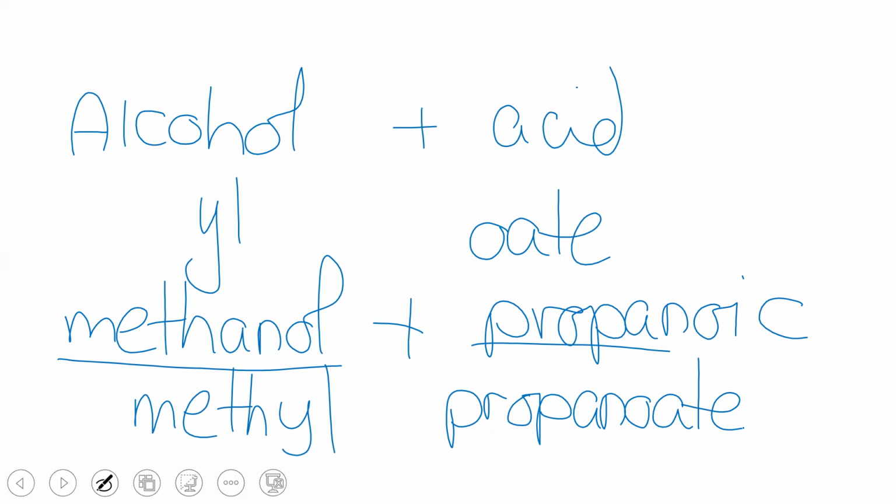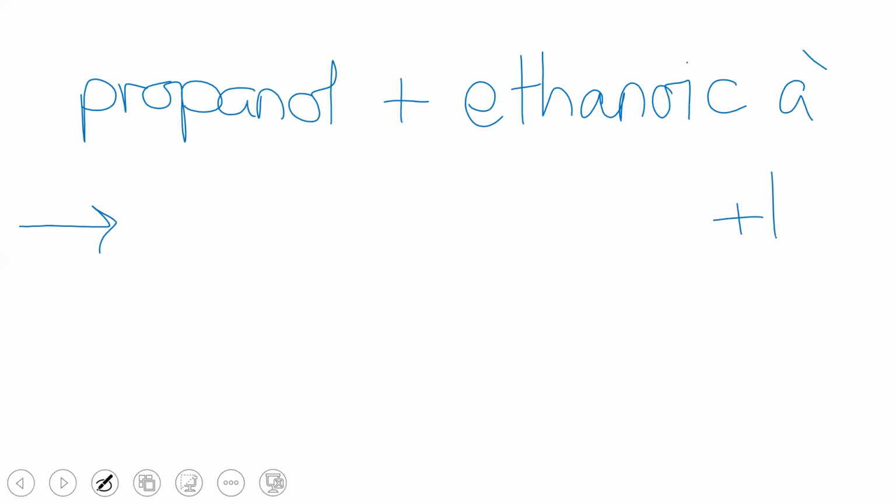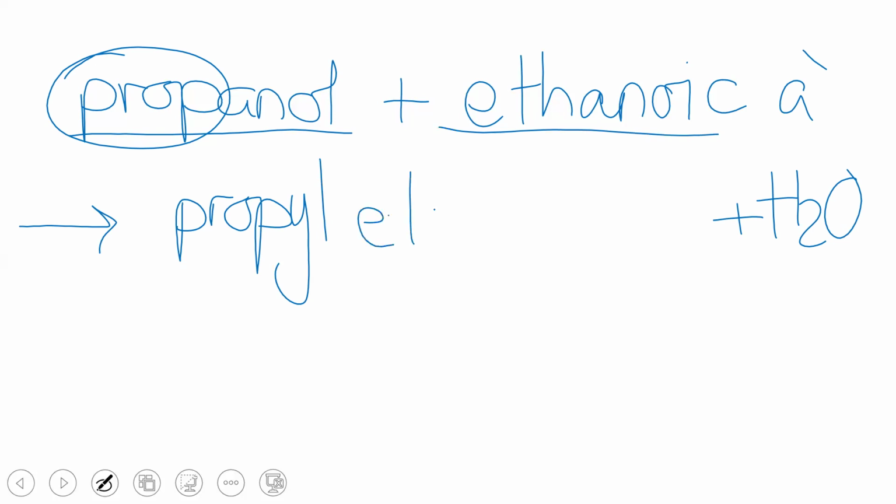So let's take one quick example again. If I have propanol and ethanoic acid, let's complete this equation. Of course, water will be produced. That's certain. What is the ester? This is the alcohol here: prop. And I will put at the end "-yl", so propyl, and then ethanoate. That's my ester.